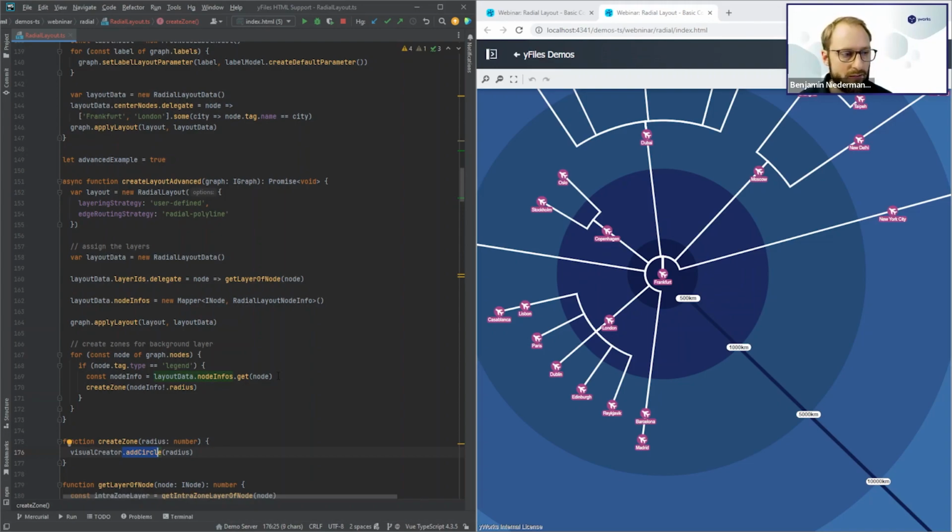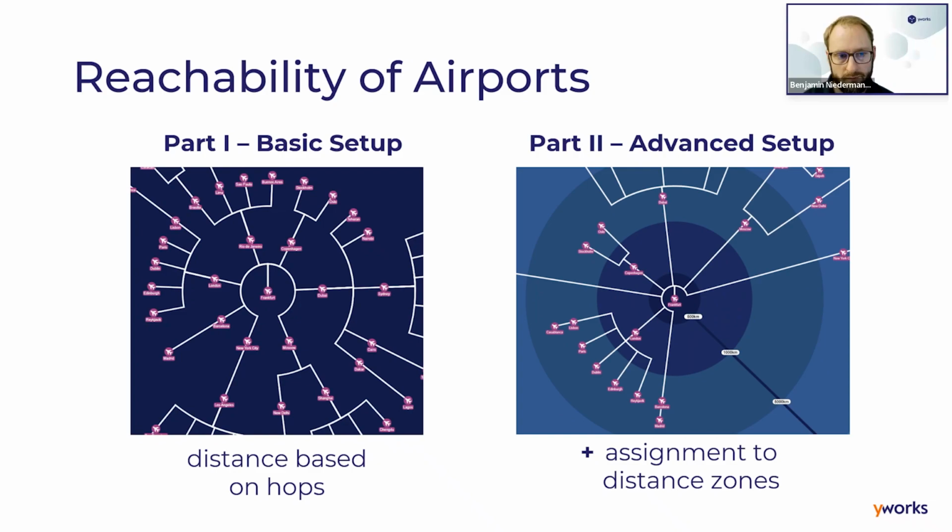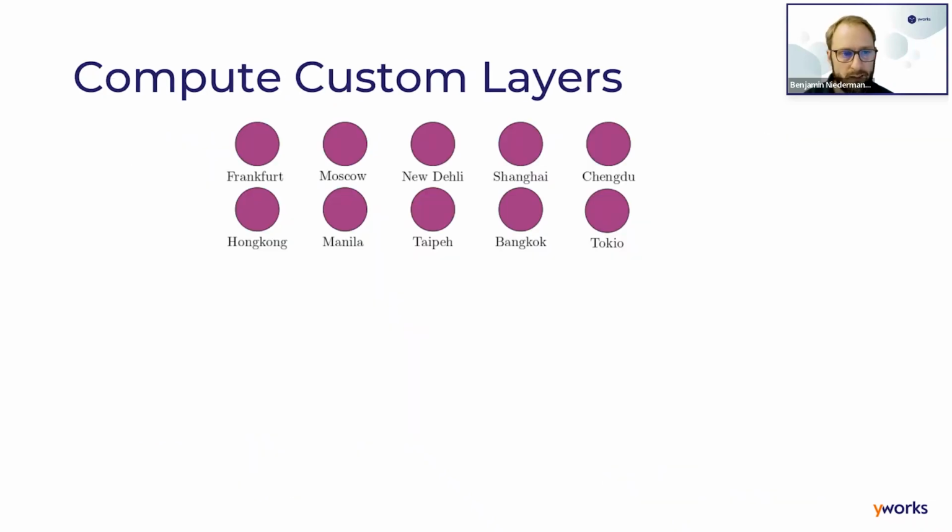So then it remains to explain how to write this get layer of node, and this is a very technical problem. So I decided to explain this on the slides. And I will only do this with a small example using some of the airports, so with a subset of these airports.